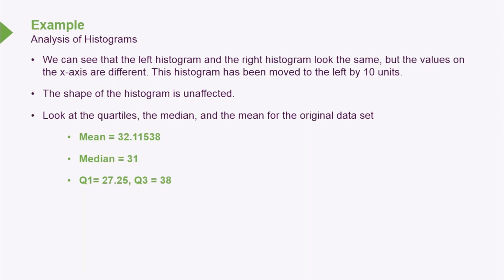All right, so what we can see from the two histograms is that the left histogram and the right histogram look exactly the same, except for the fact that the values on the x-axis are different. The histogram has been picked up and moved to the left by 10 units. The shape is unaffected. If we look at the quartiles and the median and the mean for the original data set, what we find is that the mean is 32.115, the median is 31, the first quartile is 27.25, and the third quartile is 38.